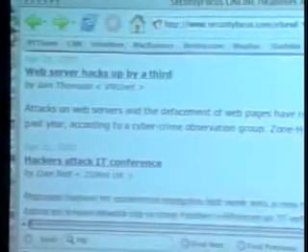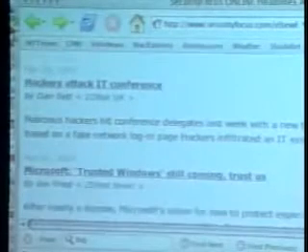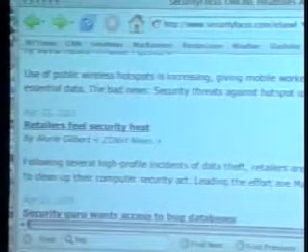If you go look at a website, for example, there are several security websites that track recent security breaches. This is one example, called securityfocus.com. I don't know if you can see these, but this is just a list of things that have happened in the last few days on the internet. Someone is reporting that web server hacks are up by a third. Some IT conference was hacked. Windows says trusted Windows is still coming. It just goes on and on, and these are things that have happened in the last few days.